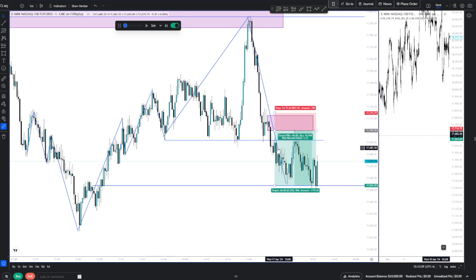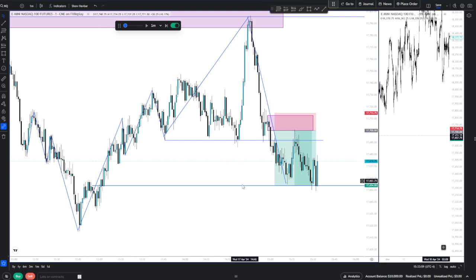Now if this break of structure only took us down here and this was tapping into an unmitigated order block to the left or a 5 minute order block or God knows something unmitigated, I would be a little more leery of taking this because that could send us right back up. But because of the structure here and everything was already tapped into, I think that's a fantastic trade to take there.